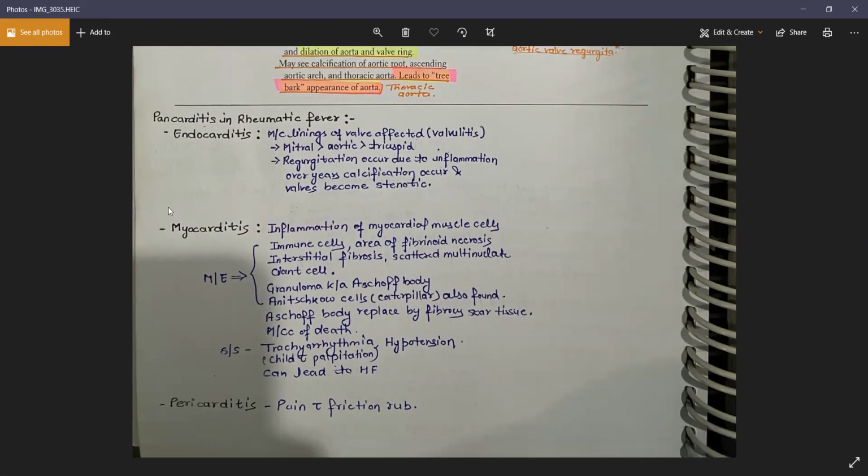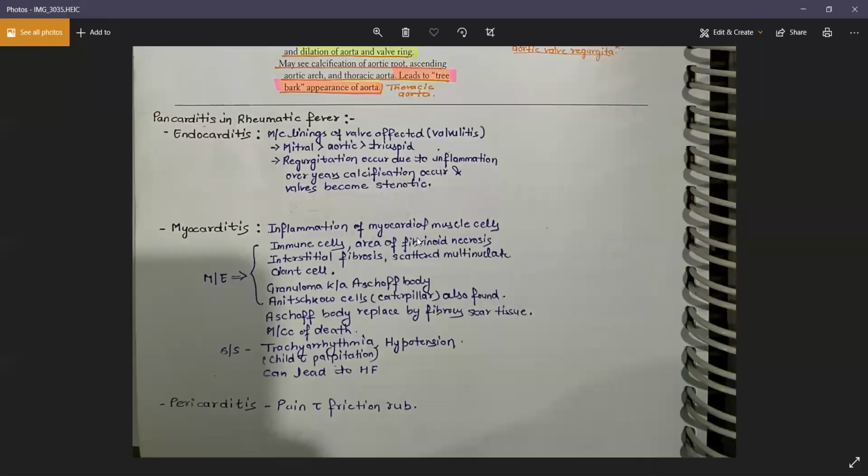Second thing is the myocarditis, which is the inflammation of the myocardium. Because of the myocardial inflammation, you have the dilation of all the chambers of the heart. Both the atria and both the ventricles will be dilated, and that's why you can get a heart failure with reduced ejection fraction in case of this rheumatic heart disease.